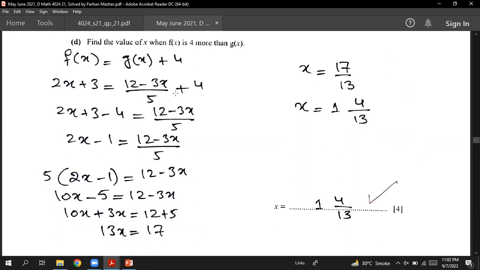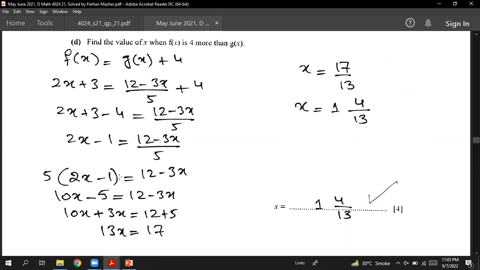So I will take the LCM here. I will take this plus 4 to the other side, and it will become minus 4 on the left side. So 2x minus 1 equals (12 minus 3x) divided by 5. Bring this 5 to this side, it will multiply here.